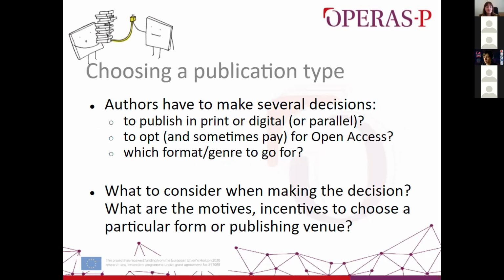So first of all, there are several layers of decision making. We have to decide as scholars if we want to publish in print or digital or parallel, which is often possible, especially in case of journals, but also sometimes books, whether to opt for open access. And this is the case, especially if it's paid open access by the author. And very much, as it turned out, depends on whether or not we have a grant to cover that, and which format or genre to go for.